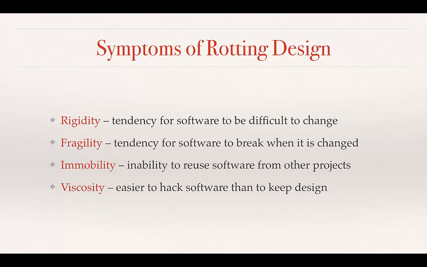Software that has immobility is software that is difficult to reuse in another system or even in different parts of the same system. Finally, software with more viscosity means that it's easier to hack the software to get it to do what you want than it is to maintain the design of the software.